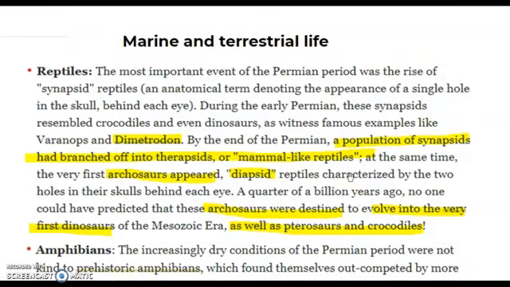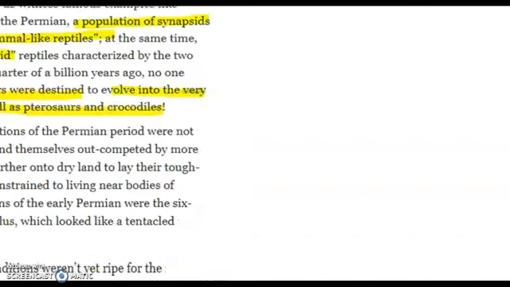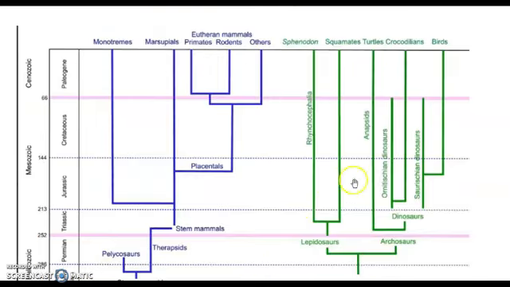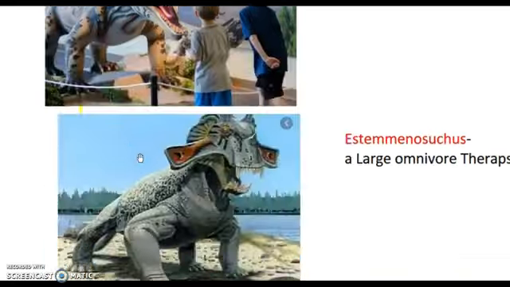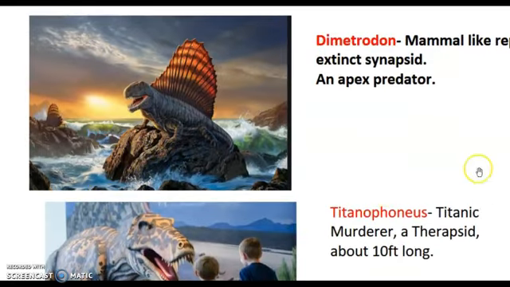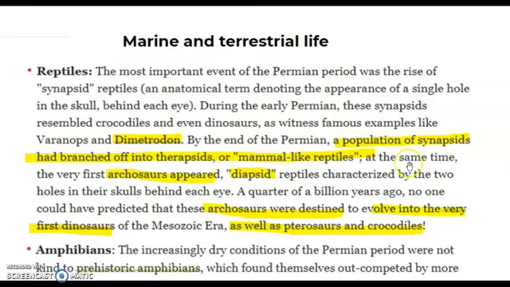So that's it for today's video, and in the next video we will talk about marine and terrestrial life, some evolutionary history of mammals, and then we will talk about the different animals that were present there, and also the Permian extinction, the most important part.